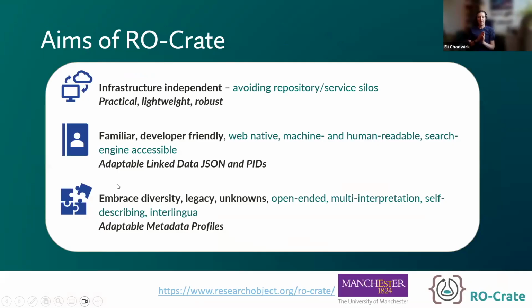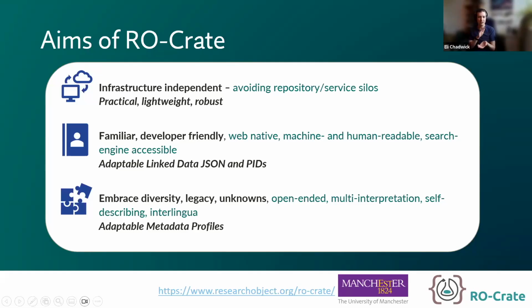And so we have three main aims for how RO-Crate tries to achieve this. Firstly, we try to be infrastructure independent, so we aren't tied to any particular repository or any particular service. We try to be practical, lightweight, and robust so that it can be adopted and integrated into a lot of different infrastructures. We try to make RO-Crate familiar and developer friendly, and we do that by using web native tools such as JSON or JSON-LD, which is JSON for linked data.